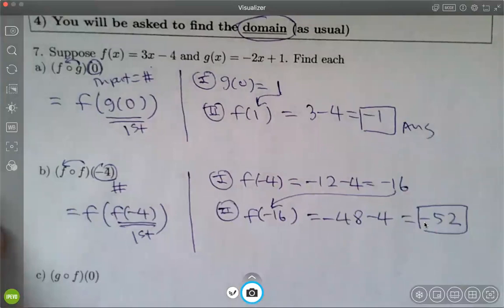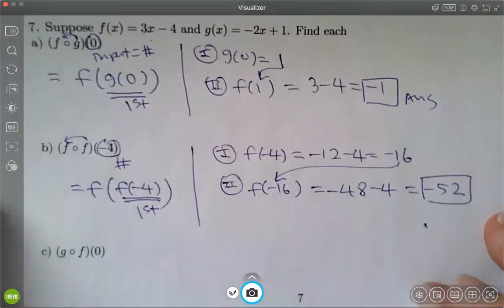Okay, again, this is not f times f, it's f composed with itself. So we plug in -4 into f, and then whatever we get at the end, we plug that into f to get the final output.